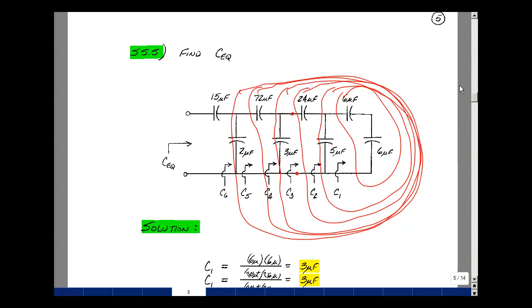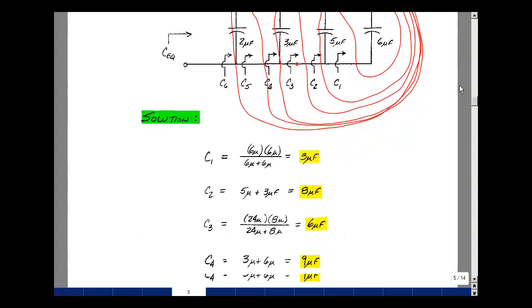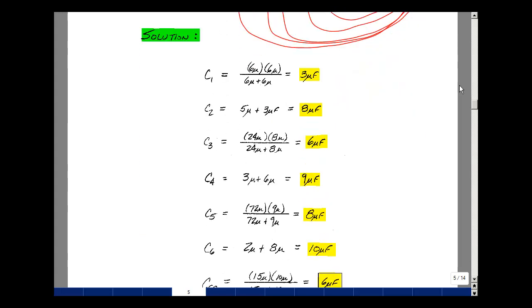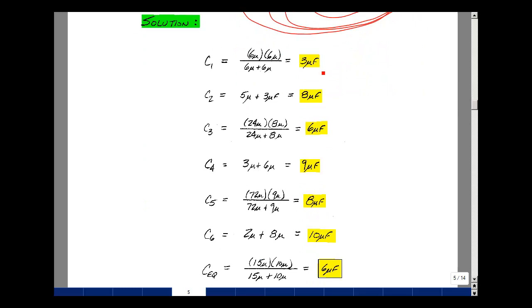The work is shown below here. C1 was the product over the sum, that was 3 microfarads. C2 was the sum, which was 8 microfarads. C3 was a product over the sum, which was 6 microfarads. C4 was a sum, which was 9 microfarads. C5 was a product over a sum, that was 8 microfarads. C6 was a sum, that was 10 microfarads. And then lastly, C equivalent was a product over a sum, and that was 6 microfarads. And this is Supplemental Problem 5.5.